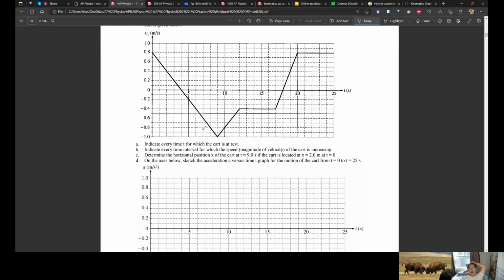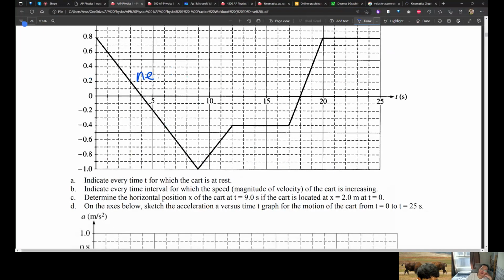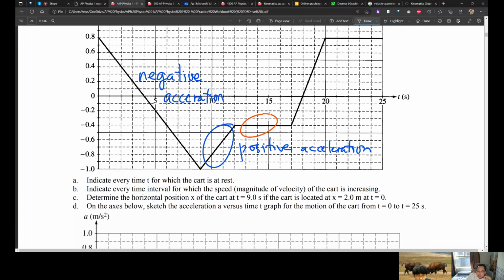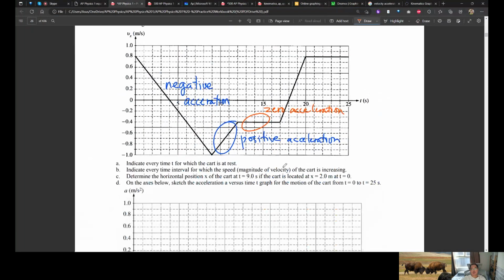A straight line like this going downward indicates a negative acceleration. And the slope, the gradient of this velocity graph, is the acceleration. Negative acceleration. You can calculate that slope. This part is a positive acceleration. And this horizontal graph represents zero acceleration. This question in 2000 is not very difficult.